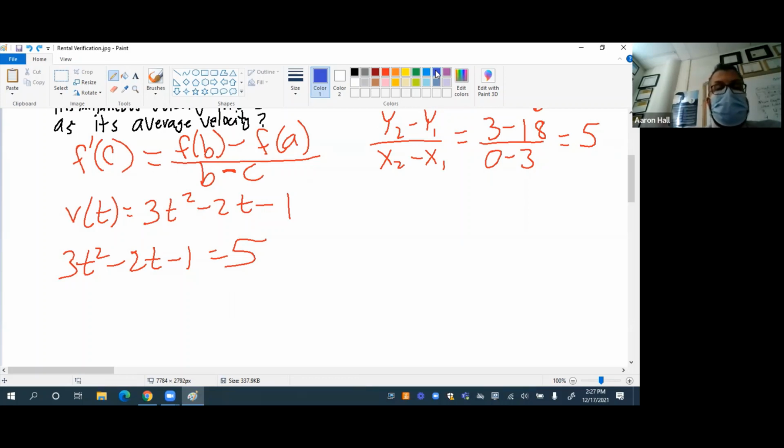Okay, so if I subtracted 5 from both sides, that would give me 3t squared minus 2t minus 6. Does that look right too?